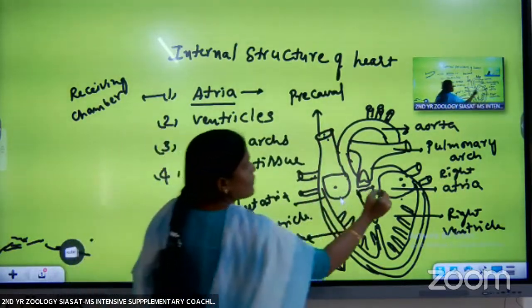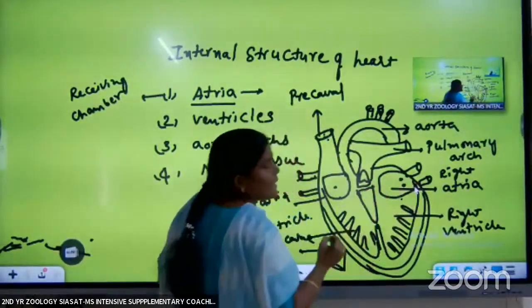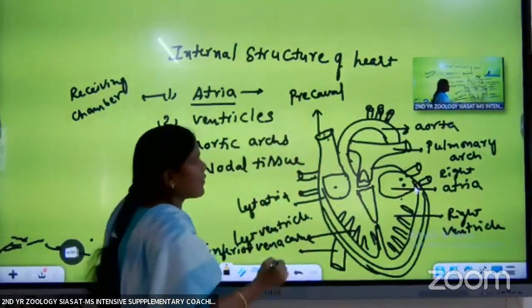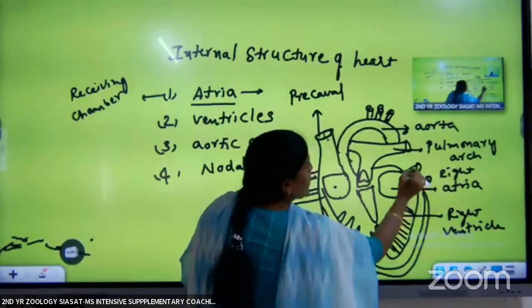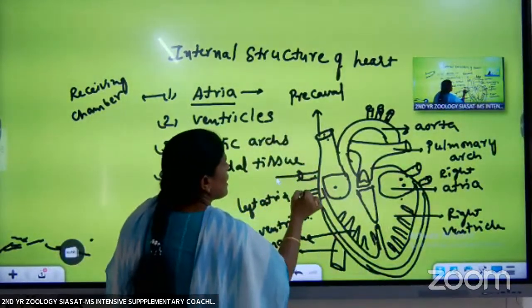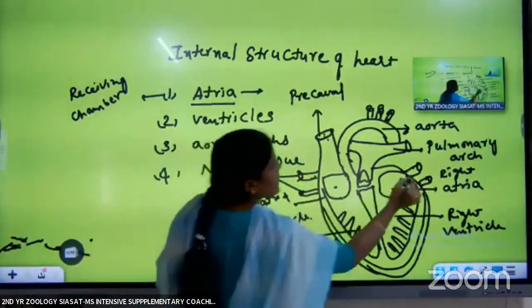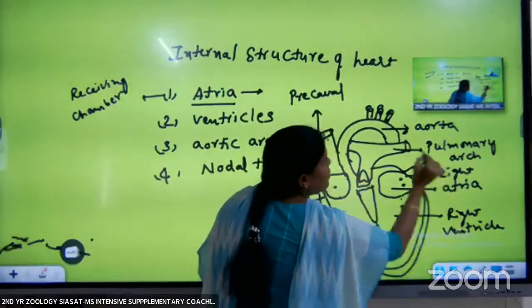Next, the left side, the left atria, collects the oxygenated blood from the two pairs of pulmonary veins. These are the left pulmonary veins. These are the right pulmonary veins.